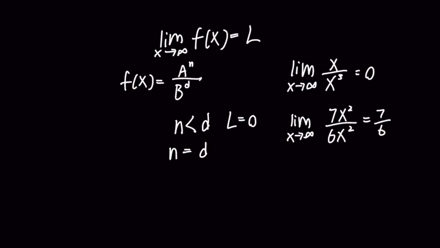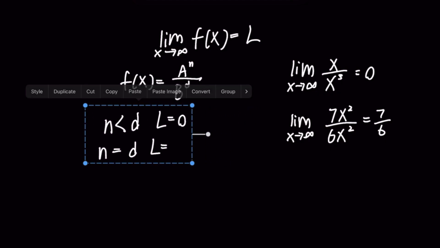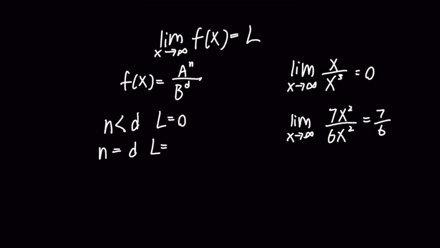So when the degree of the numerator is equal to the degree of the denominator, the limit is equal to the ratio of the leading coefficients.